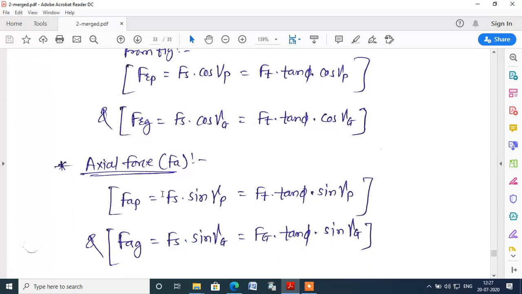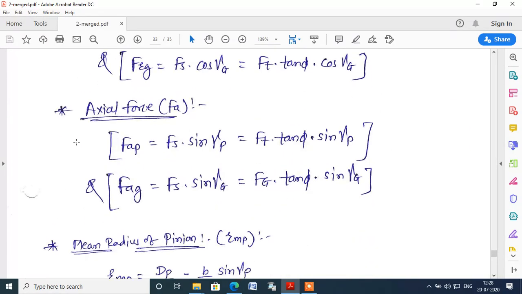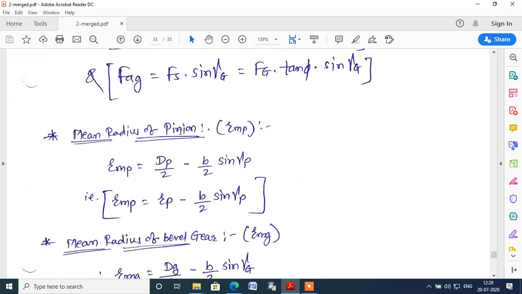Now the axial force. FAP, that is the axial force in the pinion, is Fs sin gamma p, and Fs is Ft tan phi, so Ft tan phi into sin gamma p. Now the axial force in the gear wheel is equal to Fs into sin gamma g, so Ft tan phi into sin gamma g. By using these relations, we can calculate the axial force, radial force, separating force and tangential force.